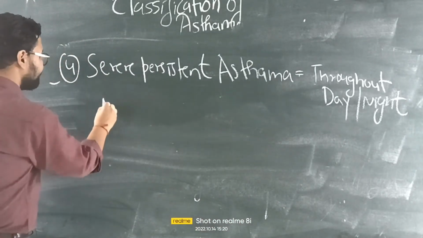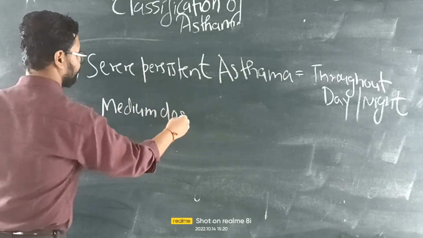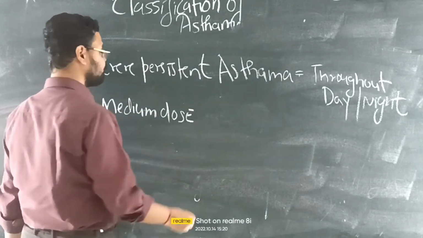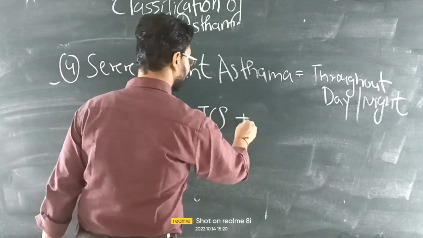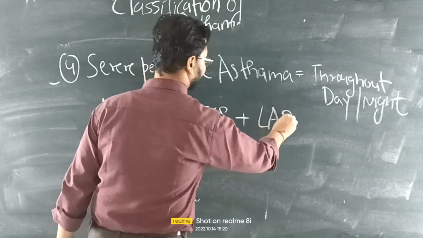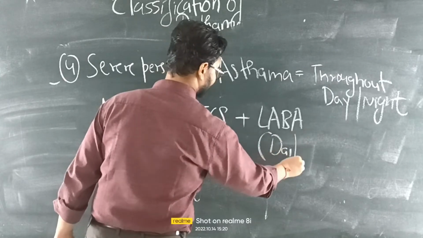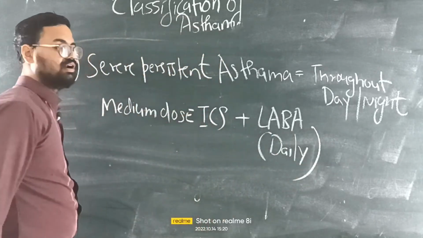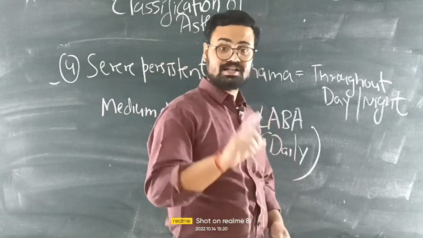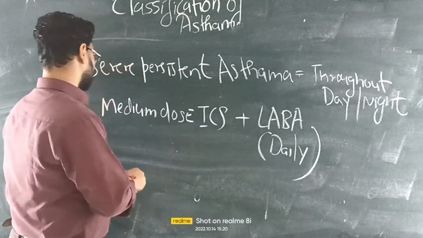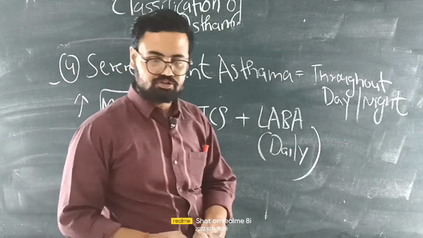Let us see. Medium dose ICS, that is budesonide, plus LABA, long acting beta agonist. Here also we will provide these two drugs daily, but there will be a marked difference. The difference is medium dose, the dose will increase in severe persistent asthma.